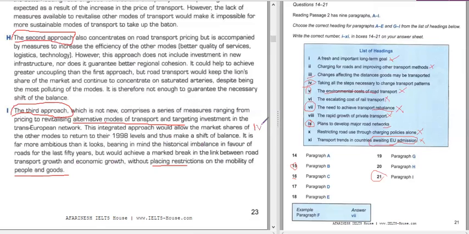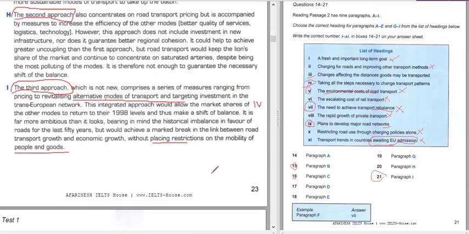Because if I talk about changes affecting the distance goods may be transported, I'm not getting any link with that. Plans to develop major road networks, so it's not talking about any major. This word major is important here. Yes, sir. Okay, so we'll go with 4 anyway, and we'll see whether it is right or wrong.